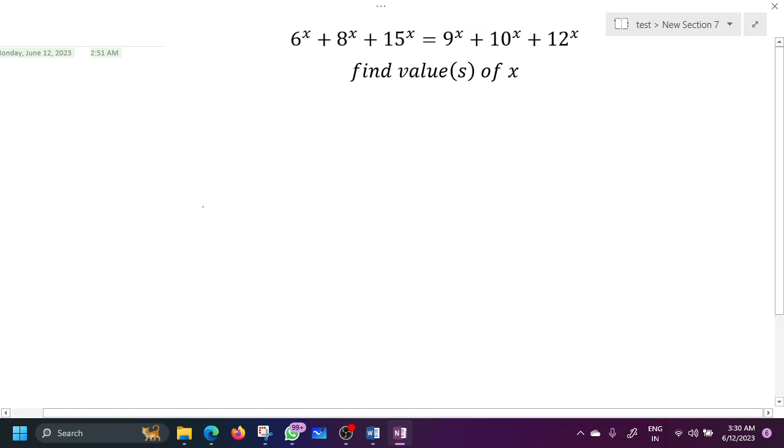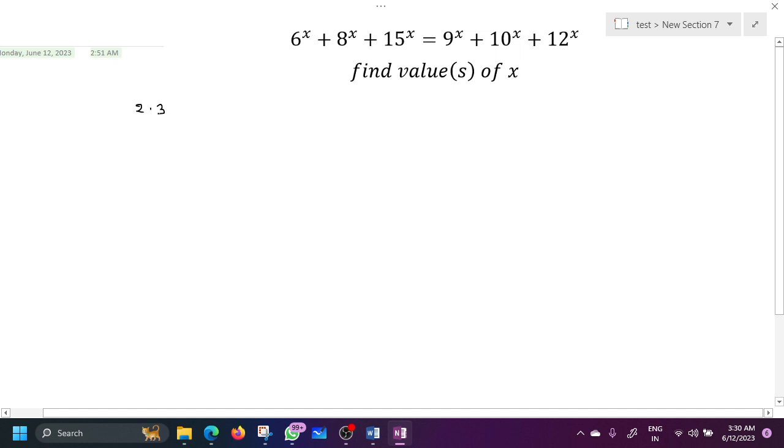So the first solution is very simple. If we put x equal to 0, we get 6 power 0, 8 power 0, 15 power 0, which is 1 plus 1 plus 1. 3 is equal to 3 on both sides. So x equal to 0 is a solution, but we will arrive at that solution mathematically.